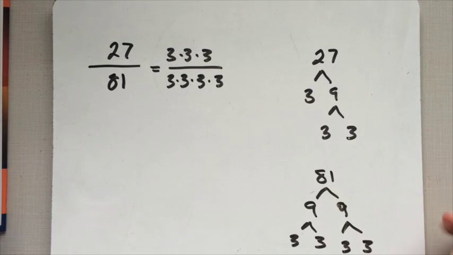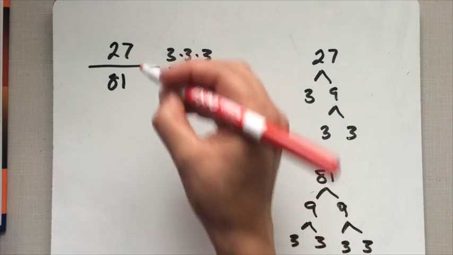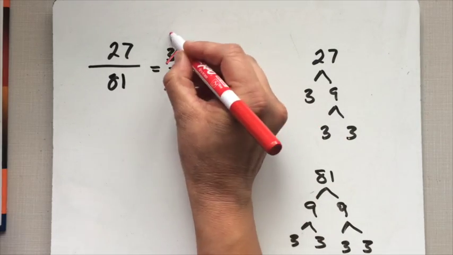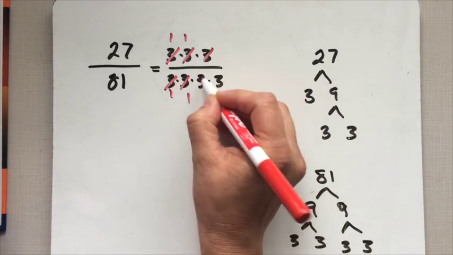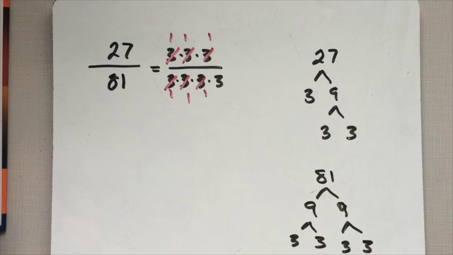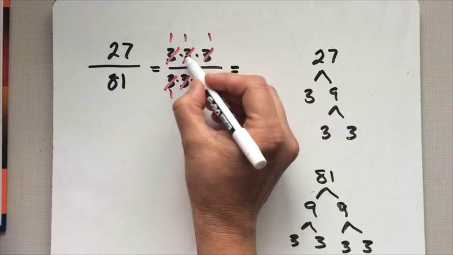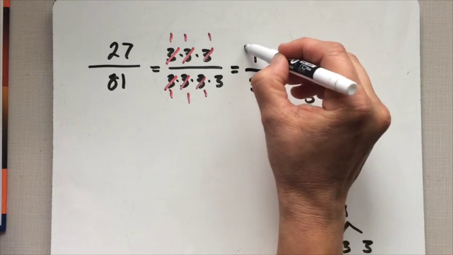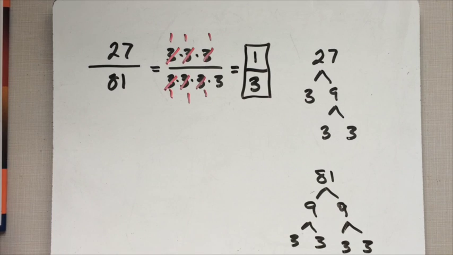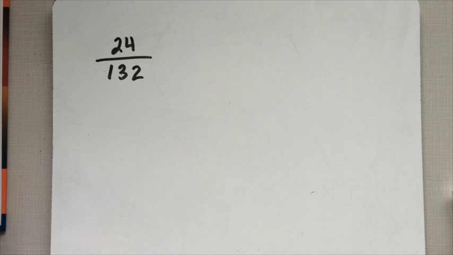Knowing that these numbers only contain factors of 3 is not only useful when we're simplifying fractions, it's great when we're trying to find a common denominator as well. So I know that this 3 divided by this 3 is going to give me a 1. This 3 divided by this 3 is going to give me a 1. This 3 divided by this 3 is going to give me a 1. So my numerator is 1 times 1 times 1, which is 1. And my denominator is 1 times 1 times 1 times 3, which is 3. So this simplifies to 1/3. Give this problem a try. Pause the video, start it back up when you're done.